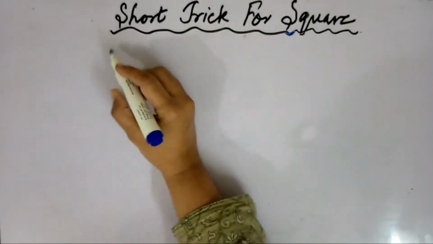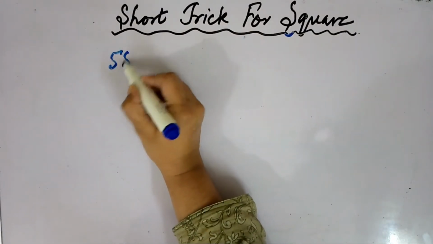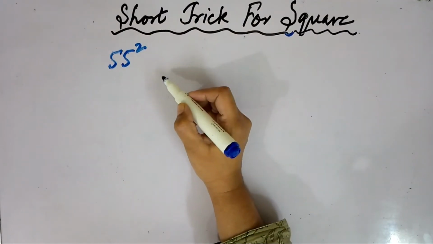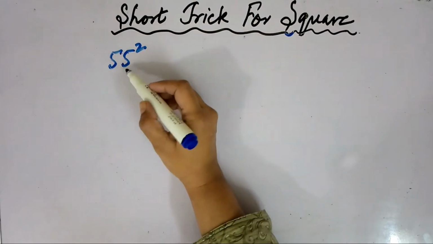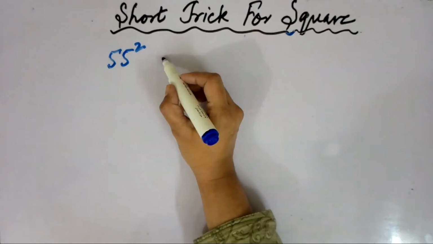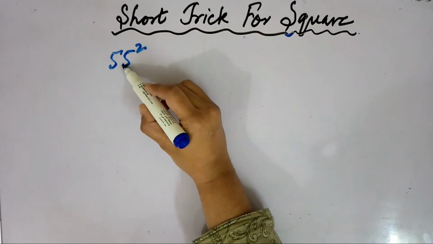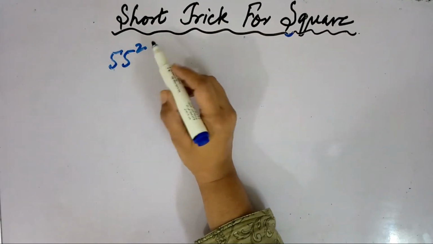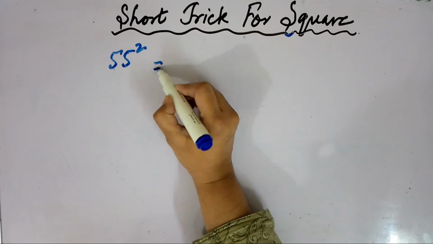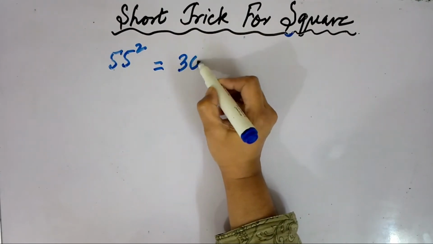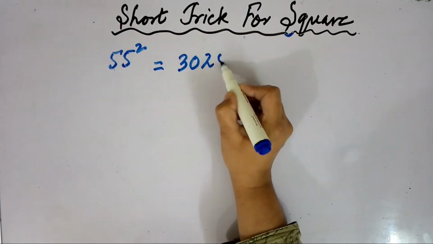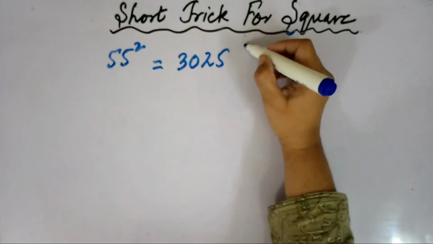So, how will we do that? If we are going to find out the square of 55, what will we do here? Actually, here we will take our reference point 25. It is 5 more than 50. So, we will add 5 in 25. That would be 30 and 5 5s are 25. This is your answer.